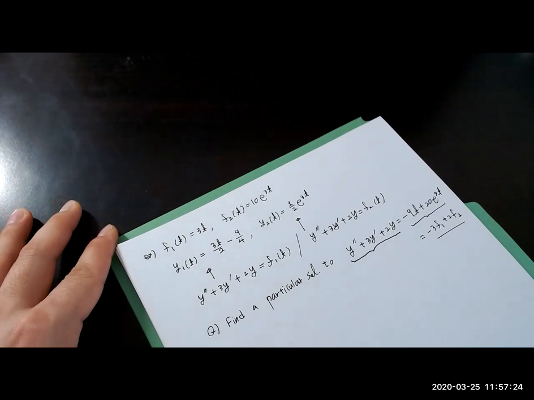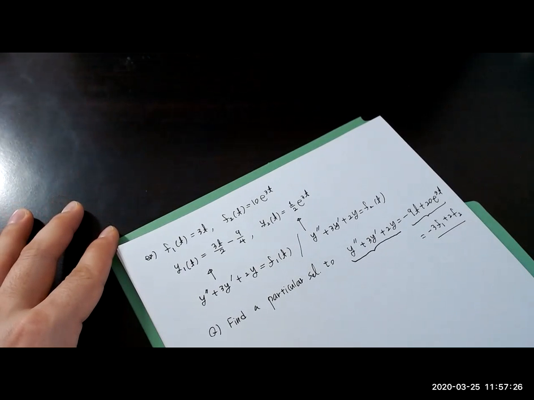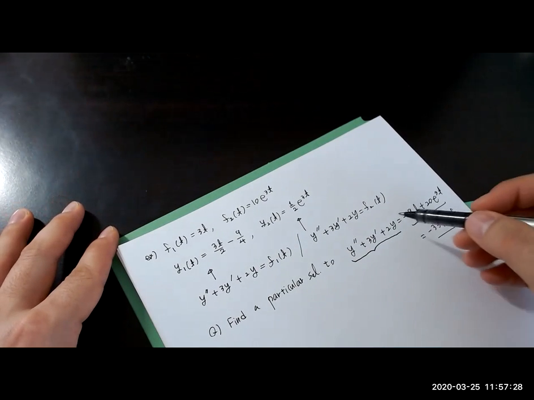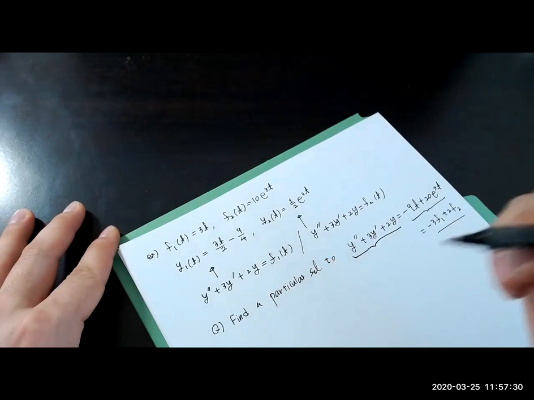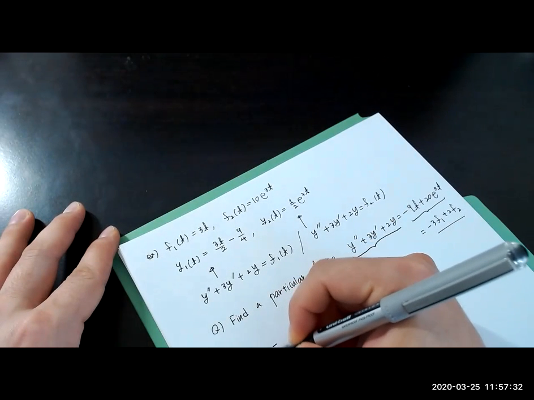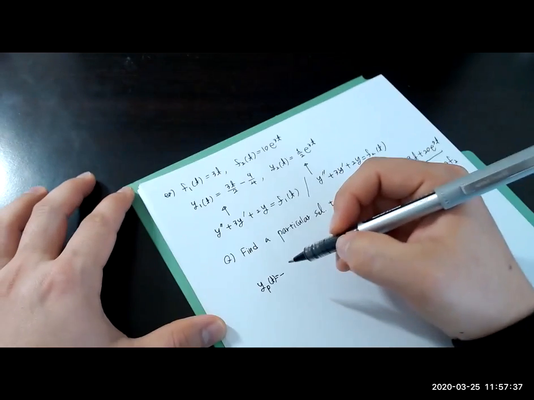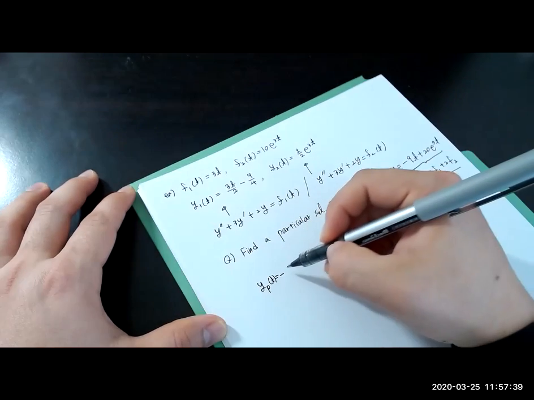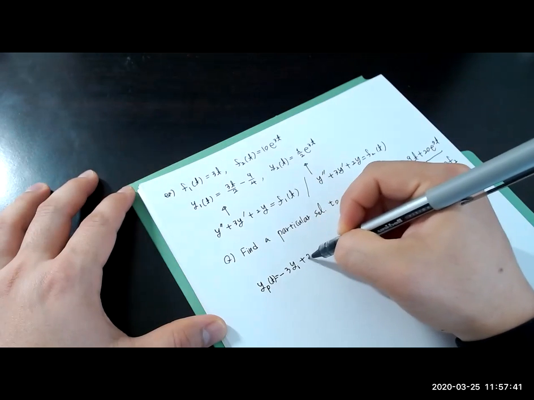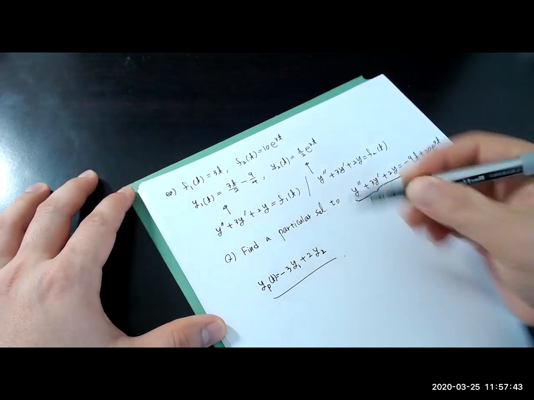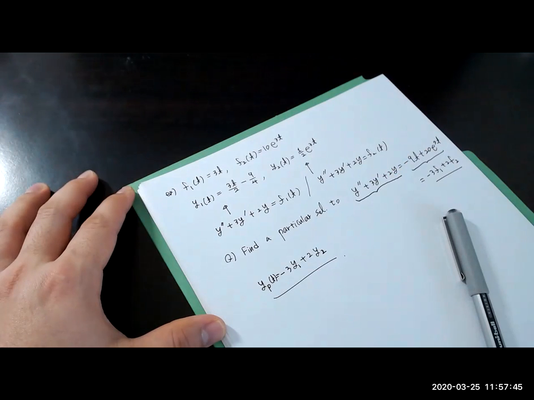Then the superposition principle says that a particular solution of that differential equation must be yp of t equal to negative 3 times y1 plus 2 times y2.